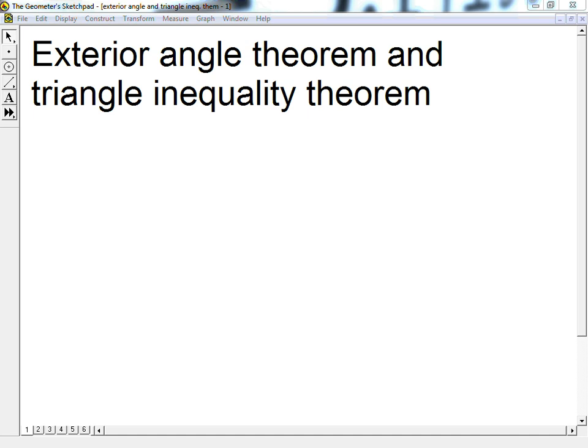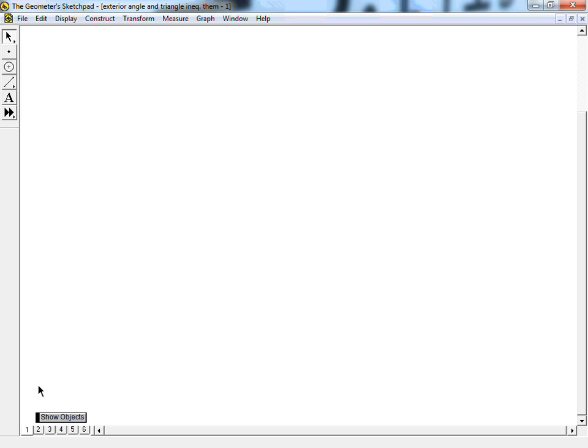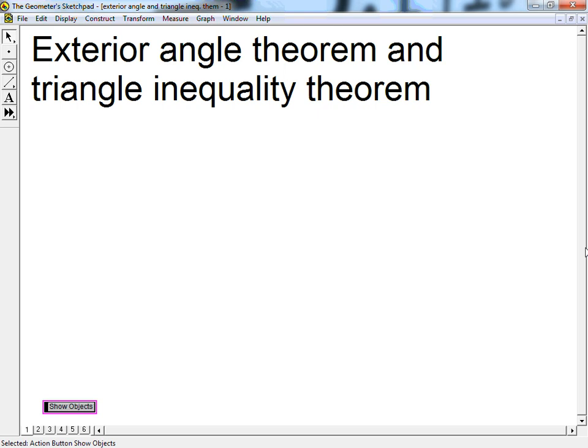Exterior angle theorem and triangle inequality theorem. Alright, so that's our title. And just like yesterday, using Sketchpad, I want to make it a little visual, and then we formalize everything later.